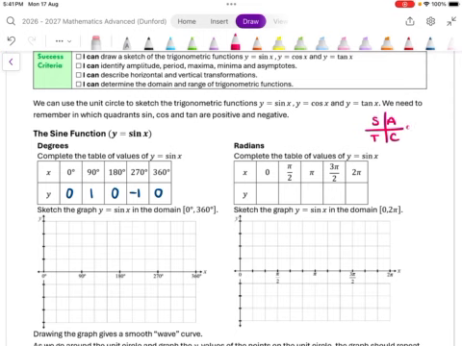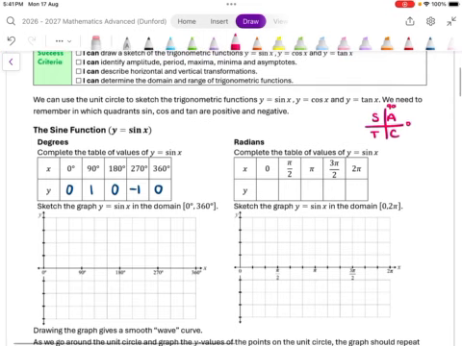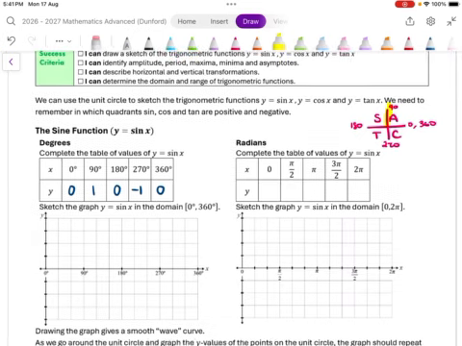This is because if we were to look at our ASTC symbol a little bit more in depth in regards to our degrees, when we are at 90 degrees, we are between our All and our Sine quadrant, where sine is positive, whereas when we're at 270 degrees, we're between our T and our C quadrant, where it is negative. That helps us out a little bit.